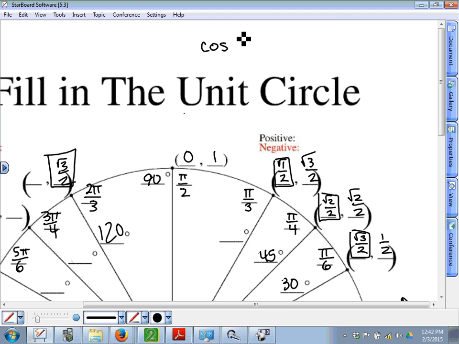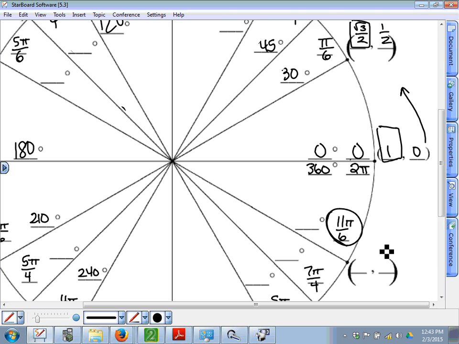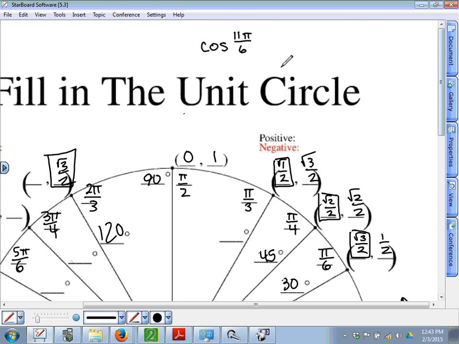What's the cosine of 11 pi over 6? Well, do you have to convert this into degrees? I mean, you could, but isn't 11 pi over 6 right here? And what's the x value? Square root of 3 over 2. Isn't that the square root of 3 over 2? So just leaving it in radians, how would you answer this question? Square root of 3 over 2. You guys follow? I've got to make sure you understand this, so we're not done yet.